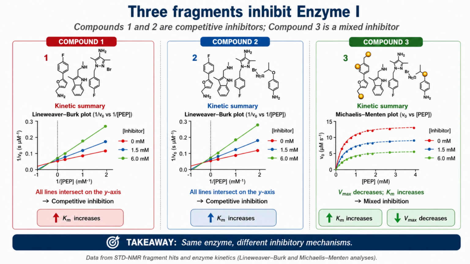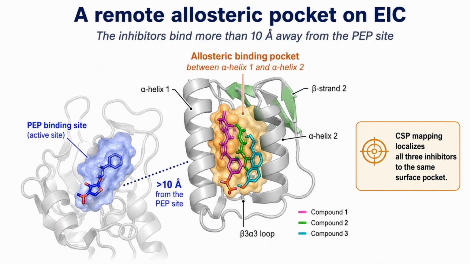Why do these compounds behave differently? NMR-CSB mapping and molecular docking revealed the answer. All 3 compounds bind the same previously unidentified surface pocket on EIC, located between alpha helix 1 and alpha helix 2, more than 10 angstroms away from the PEP binding site.